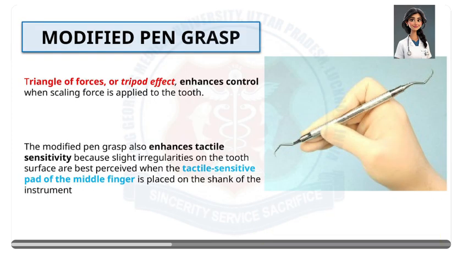The triangle of forces or tripod effect enhances control during scaling by distributing force evenly. The modified pen grasp improves tactile sensitivity, allowing the middle finger's pad to detect surface irregularities on the tooth. This grasp is crucial for precise intraoral procedures, ensuring effective and controlled movements.